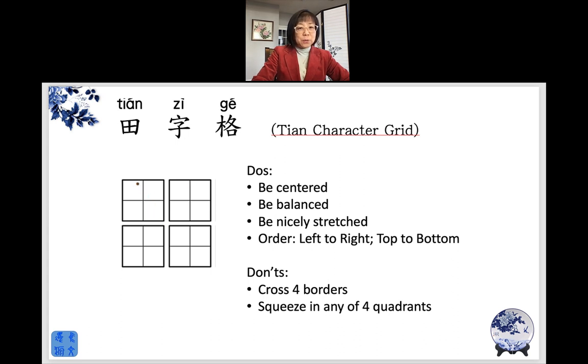And also, you can't go across the 4 borders of this 田. So none of the stroke should come out of the 4 borders. And also, it has to be nicely stretched. So none of the part of your character should be highly squeezed in one of the 4 quadrants.